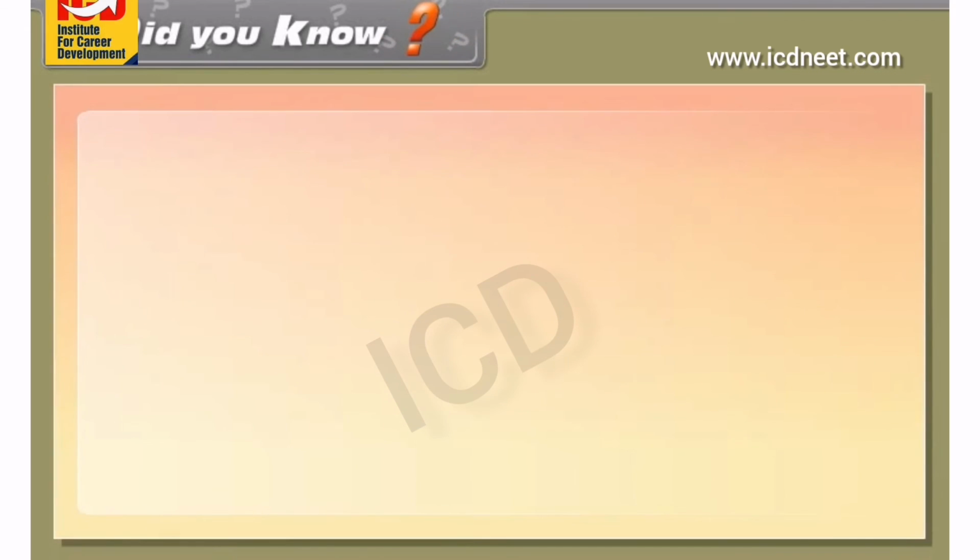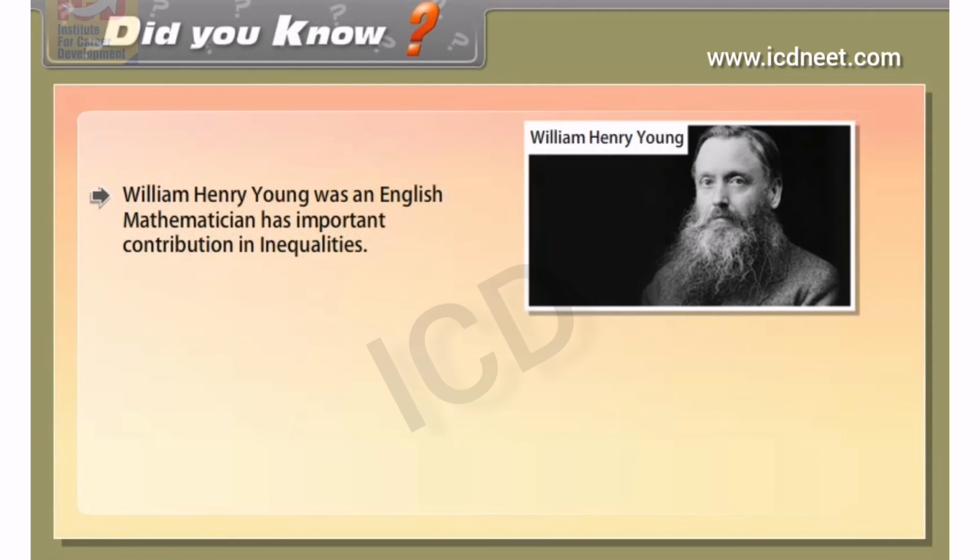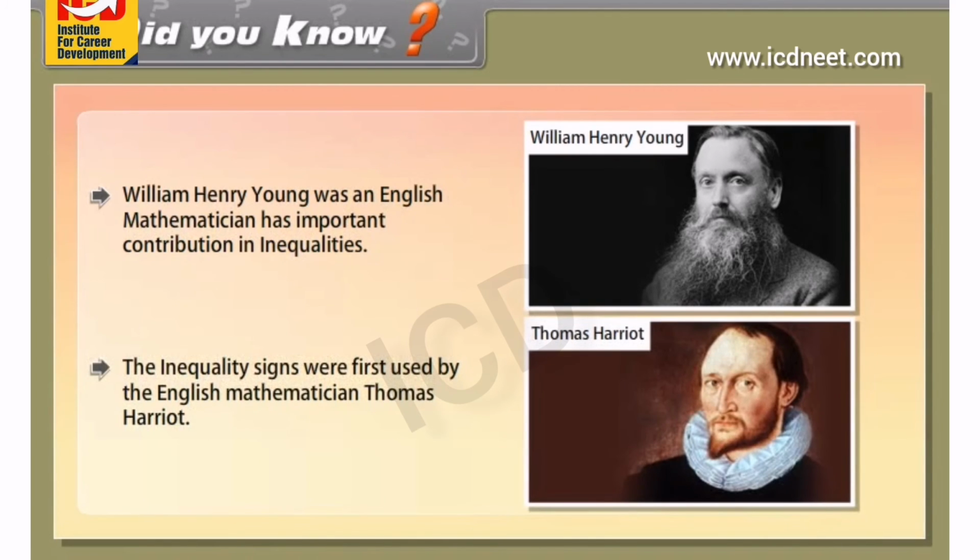Did you know? William Henry Young, an English mathematician, made important contributions to inequalities. The inequality signs were first used by the English mathematician Thomas Harriot.